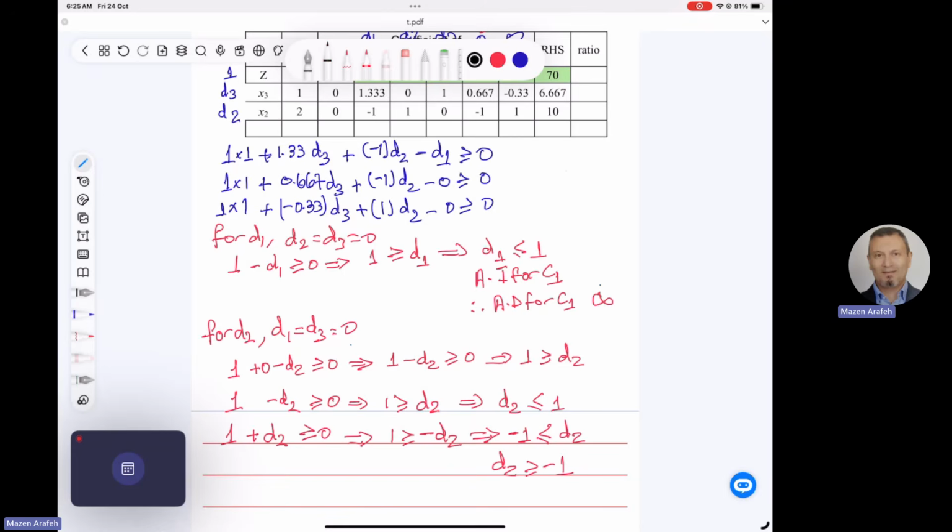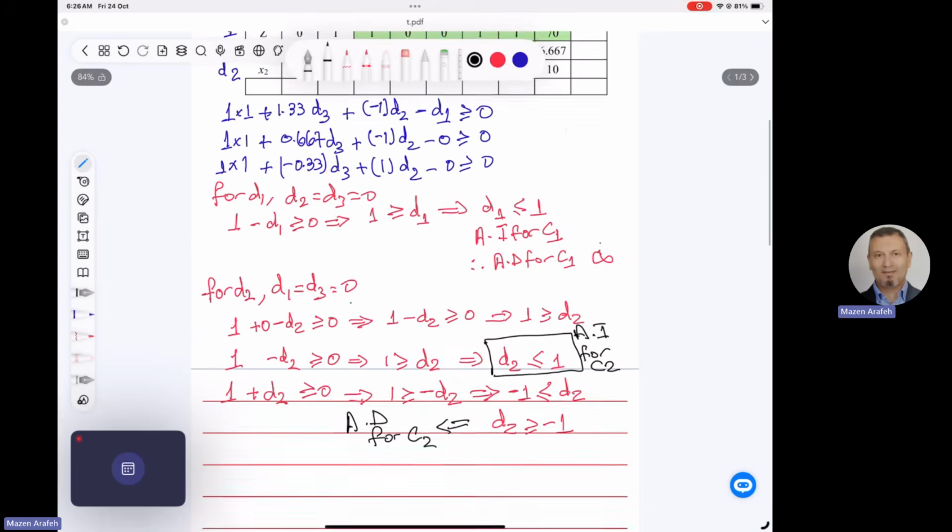So from these two, as we said, they are equal. So here we are going to write this one here is my allowable increase for C2. And this is my allowable decrease for C2. Okay, so this is my allowable increase, and this is my allowable decrease.